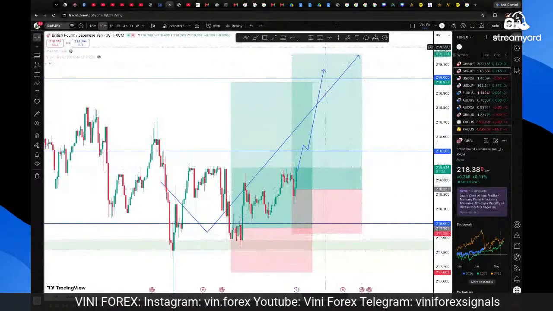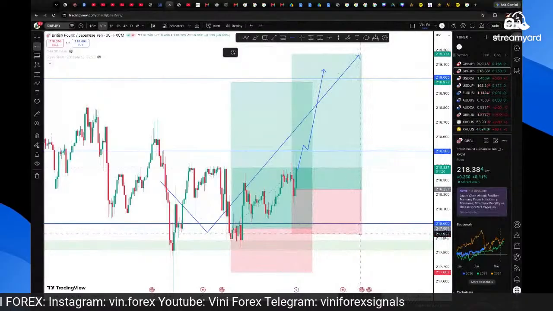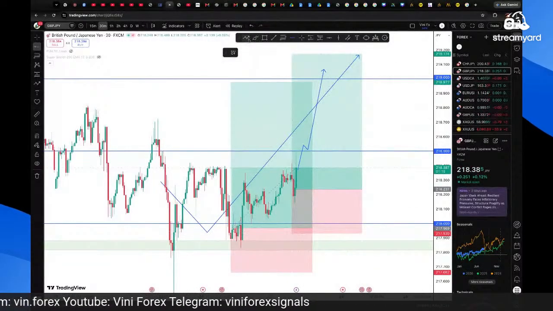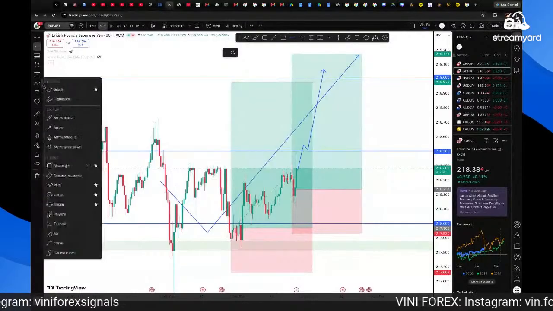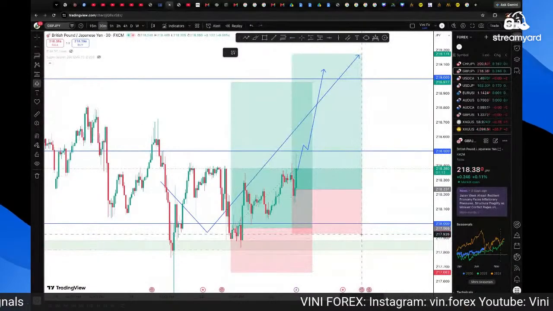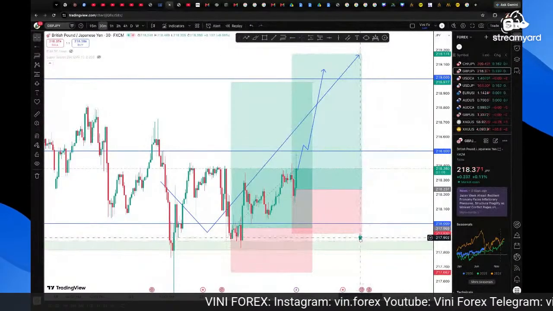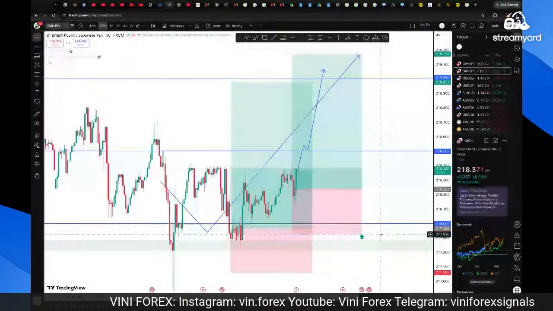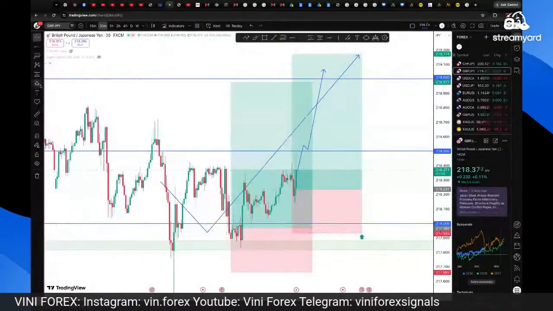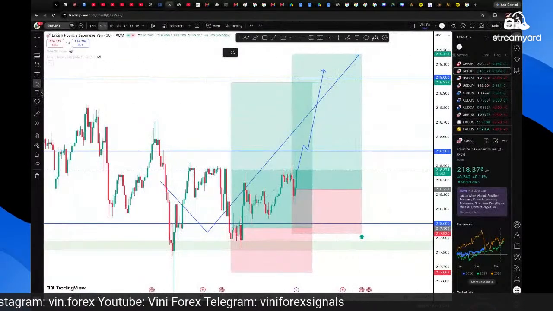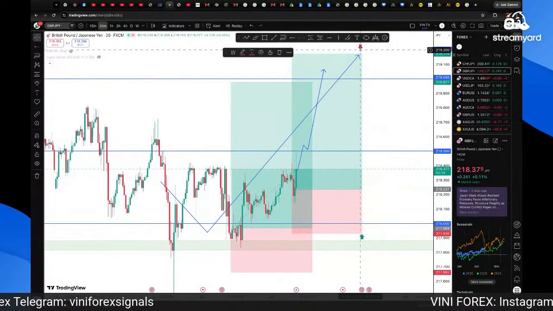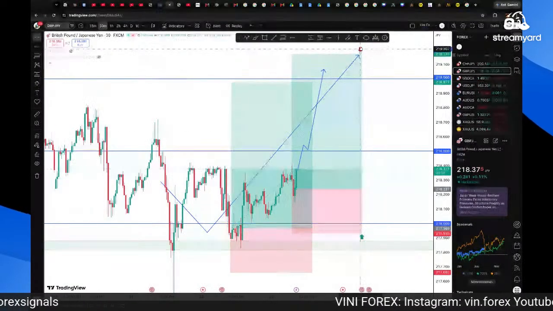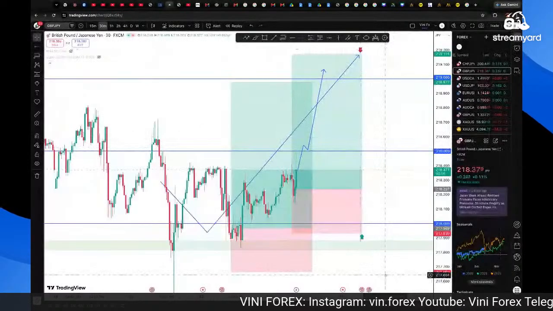Here is my stop loss. This point right here is my stop loss. You see it? And here is my take profit. This point right up here is my take profit. You see it?